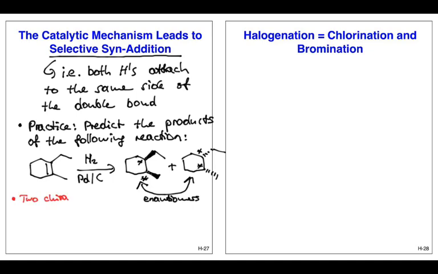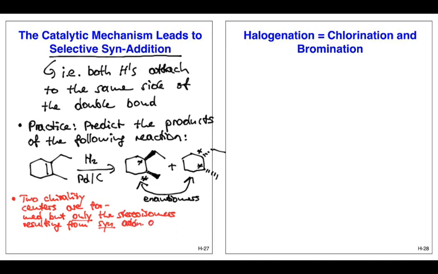So it is very important to realize here that two chirality centers are actually formed during the reaction, right? The starting material doesn't have any chirality centers, but the products do, right? But only the stereoisomers which result from syn addition, where the hydrogen came from the same side, are actually formed here. Okay? Very, very important. You don't form all the possible stereoisomers.